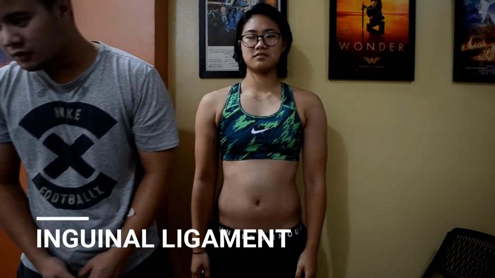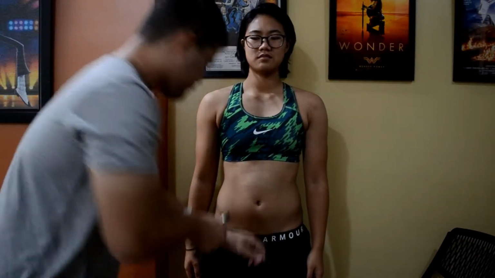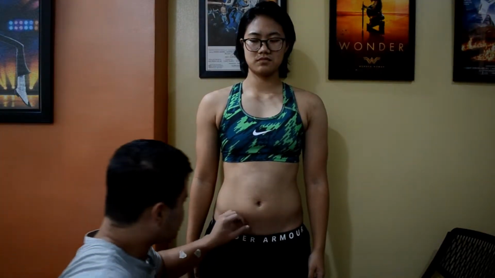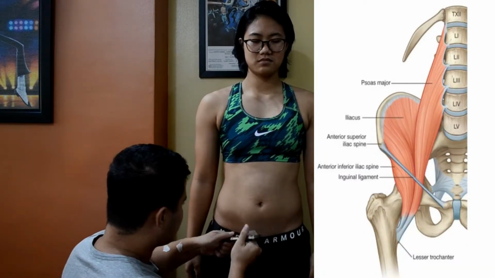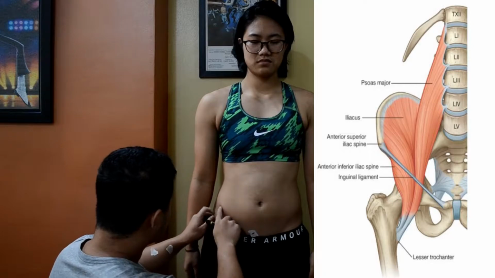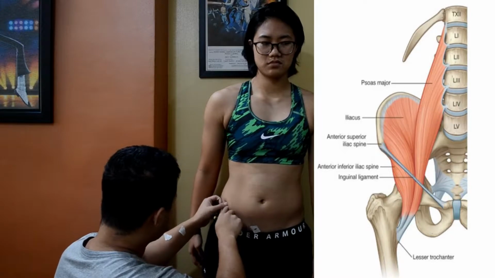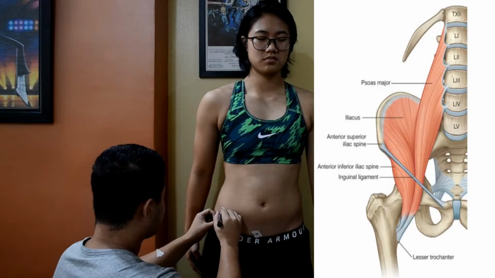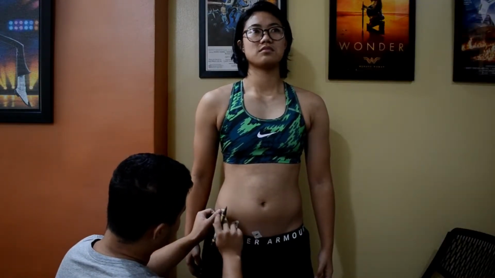The inguinal ligament is a band running from the pubic tubercle to the anterior iliac spine. So the pubic tubercle is located around here, running from the iliac, which is the anterior iliac spine, which is located here. So it's a ligament running from here, here, here. So it's like that.